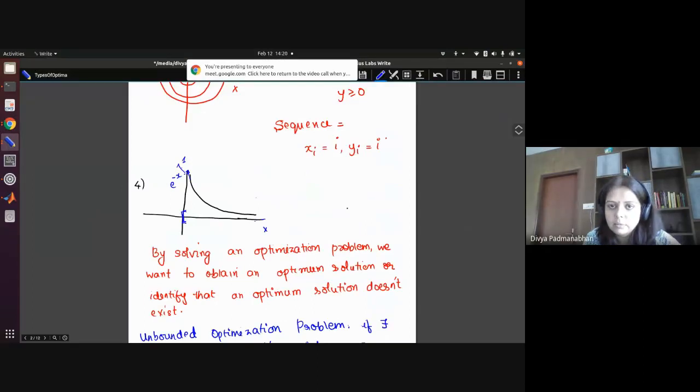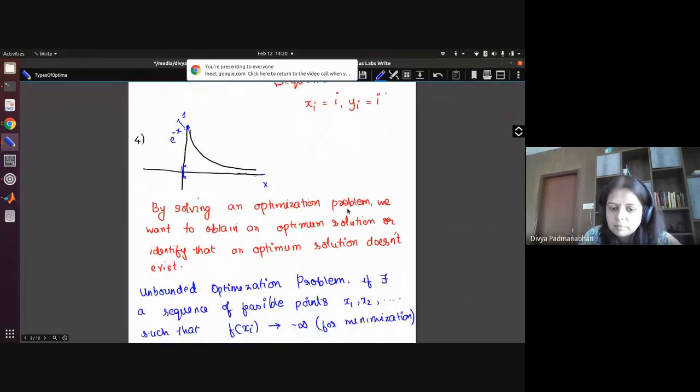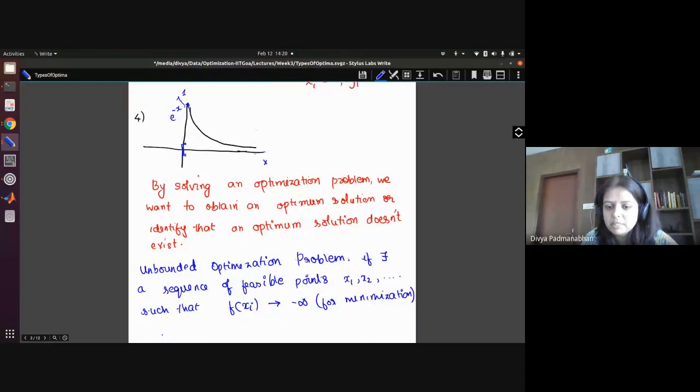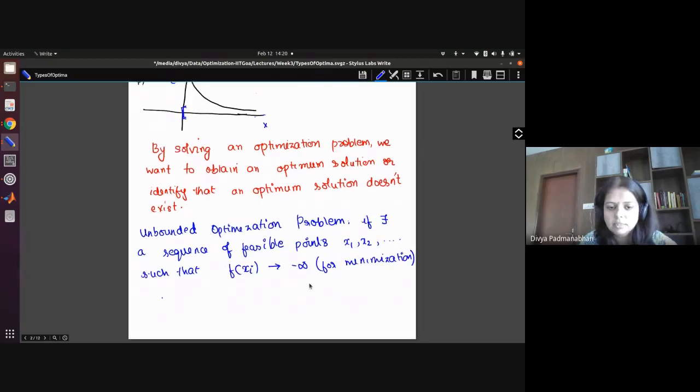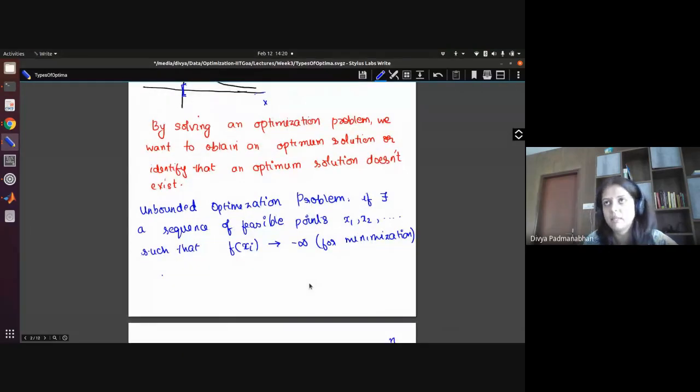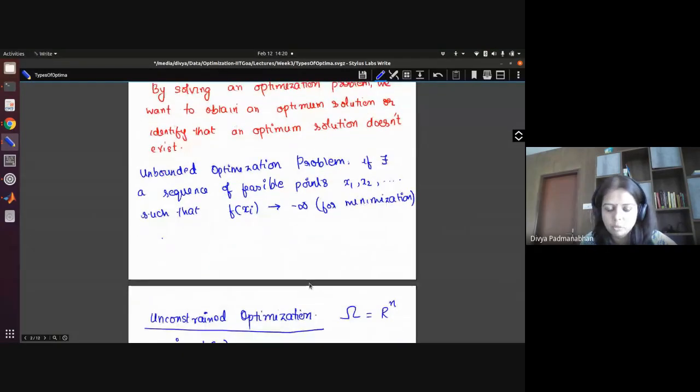So generally we say an optimization problem is unbounded if you have a sequence of feasible points which converge to minus infinity in the case of minimization, and for maximization you have a sequence which goes to plus infinity. Okay, so this is how you explicitly say that the problem is unbounded.